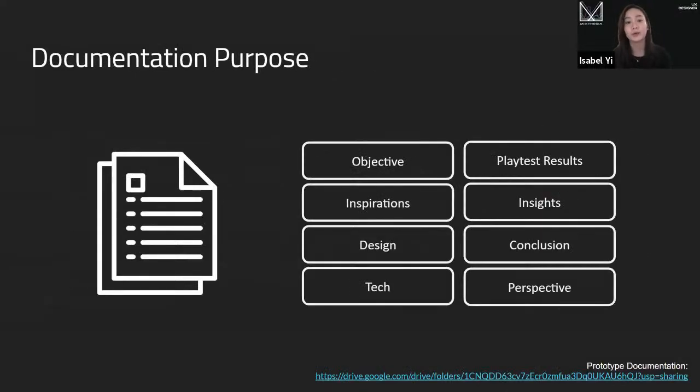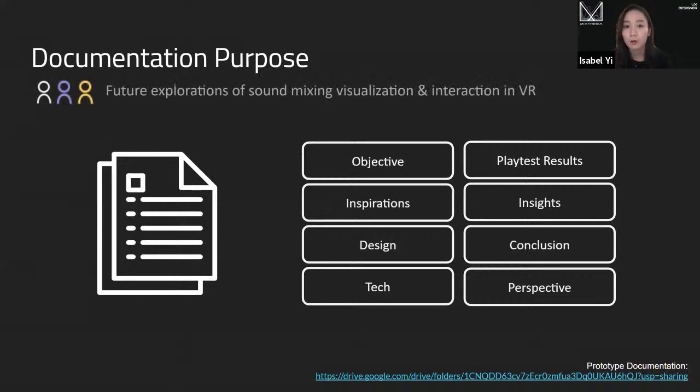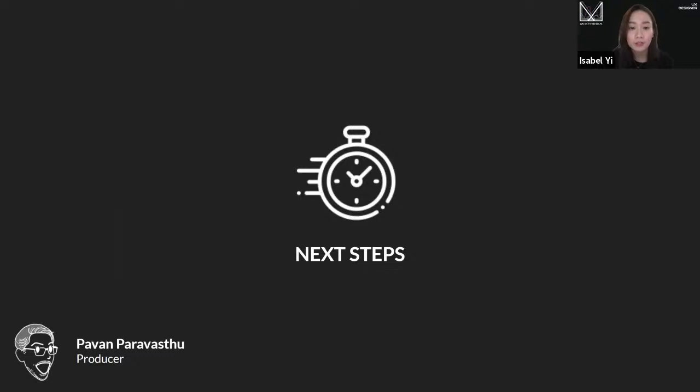Our documentation will be prototype based, and each prototype document will list out our findings for each design and the technical details. It will be for all kinds of people who are interested in exploring sound mixing, visualization, and interactions in VR. And for each document, we plan to label them with 8 classifications as listed. We also included the link to the document for people who are interested. And now I'll hand it over to Pavan to talk about our next steps.